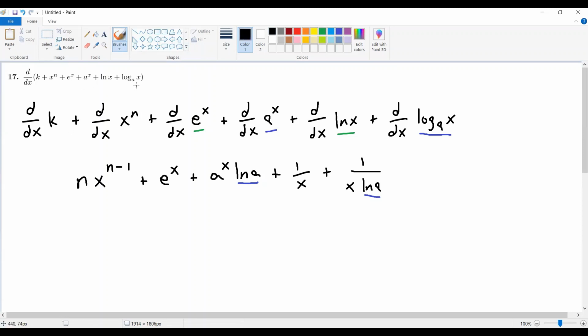So this would be the solution, the derivative to this. Now, a quick note about memorizing these rules. I like to put them side by side. So e to the x becomes e to the x when you take the derivative. And a to the x becomes a to the x times, let me rewrite that, a to the x times the natural log of a.